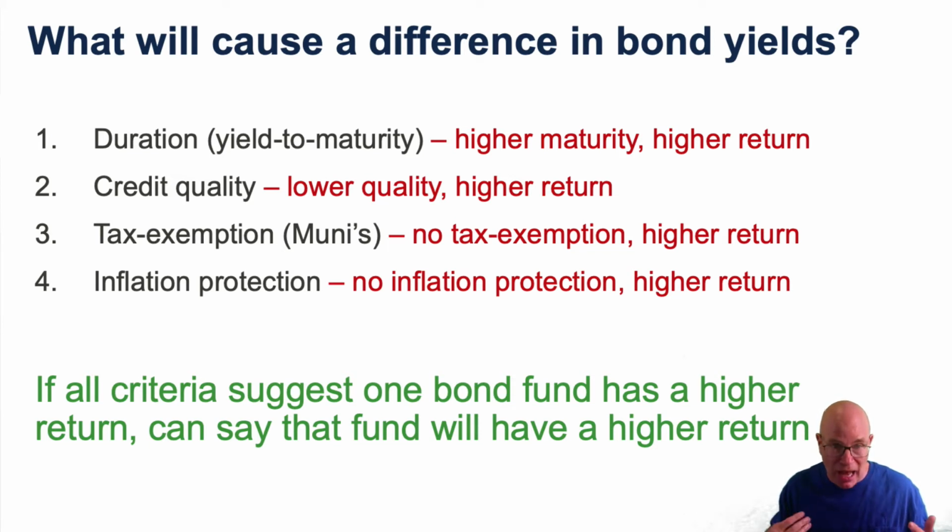On the exam, I will give you two bond funds, their characteristics, and then ask you which one you would expect to have a higher return. If all four criteria point to one, you should be able to tell me, yes, this one has a higher rate of return. If they don't point in the same way, then you would say you cannot determine it.